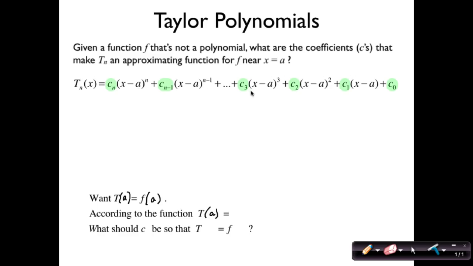All of these would be what? At T of a, 0, right? You're going to plug a in for x, and all these are 0 except for c naught, right? So we want T of a to be f of a, and we know that T of a is c naught. What does that mean we need to do? How should we choose c naught so that T of a equals f of a? According to our polynomial, it equals c naught. Therefore, we're going to make c naught what?